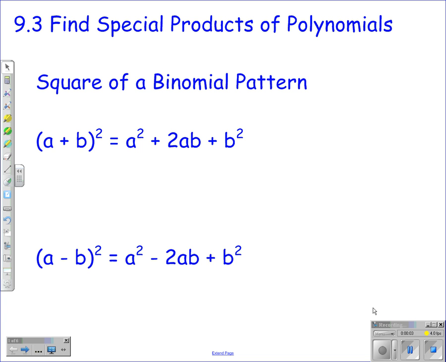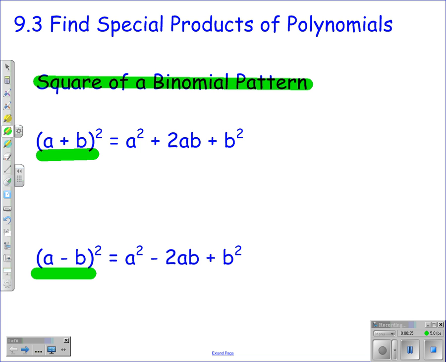In working in section 9.3, we are going to find special products of polynomials. Two of the patterns that we are going to do, and there are three patterns altogether, the first two are called the square of the binomial pattern. These two patterns have a square of a binomial, (a + b) squared and (a - b) squared.